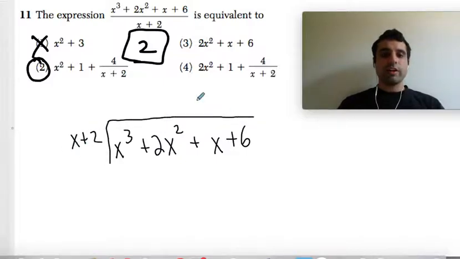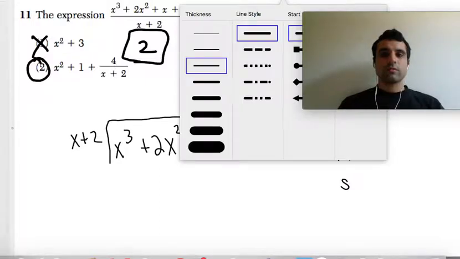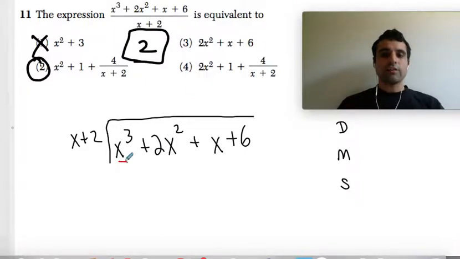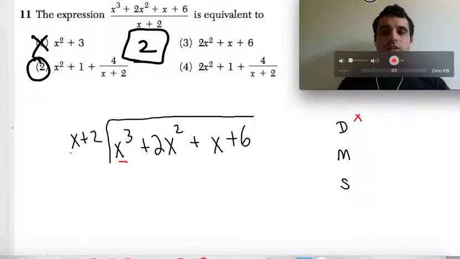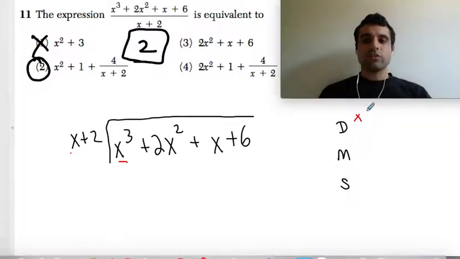Now it follows this pattern. What we do is we divide first, then we multiply, then we subtract. So for the division, you always divide the first term, here it's x cubed, by the first term there. If I do x cubed divided by x, that becomes x squared, because this is the same as x to the first, and I subtract the exponents. So that's what I'll put here.